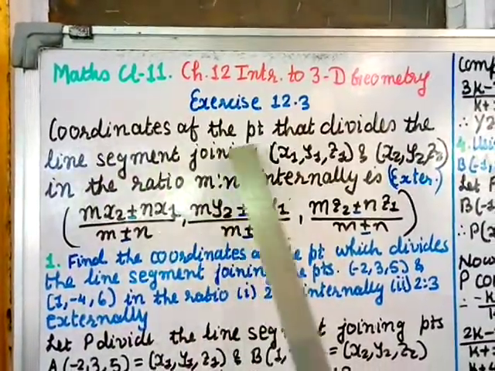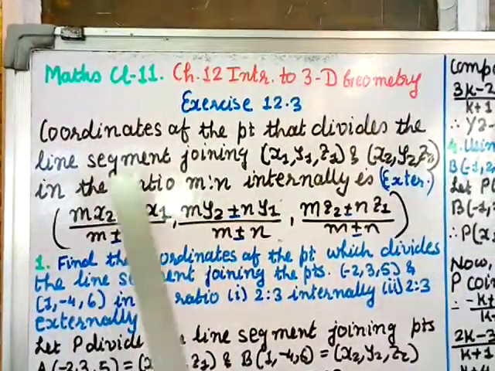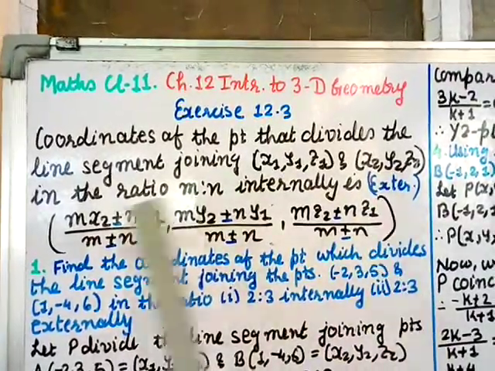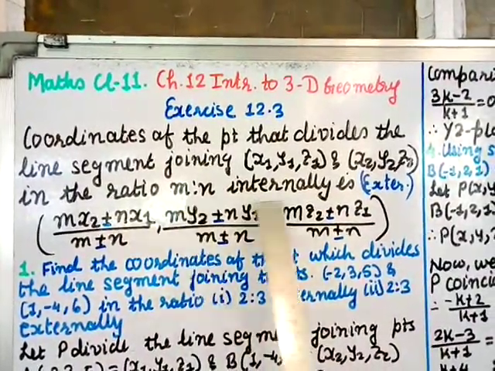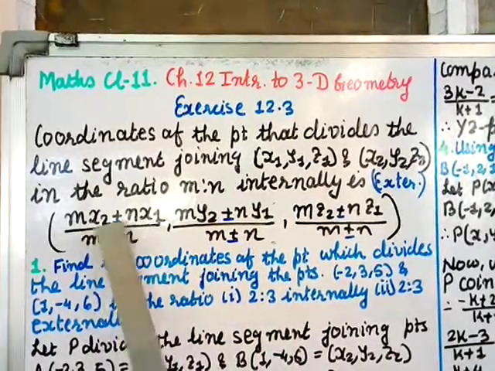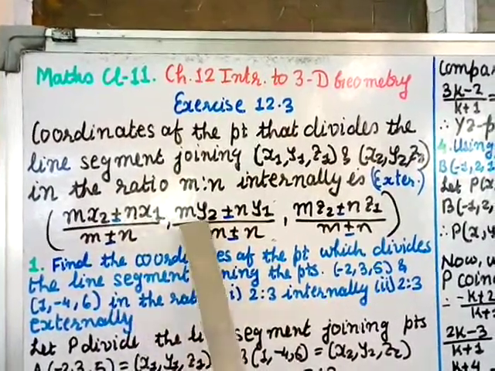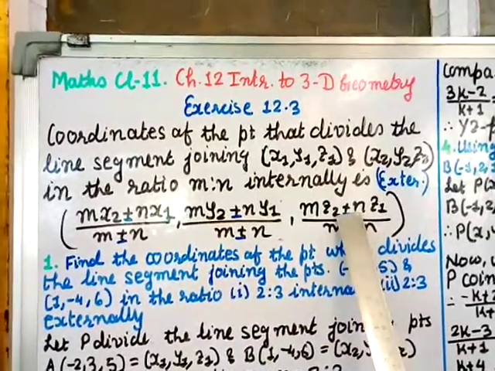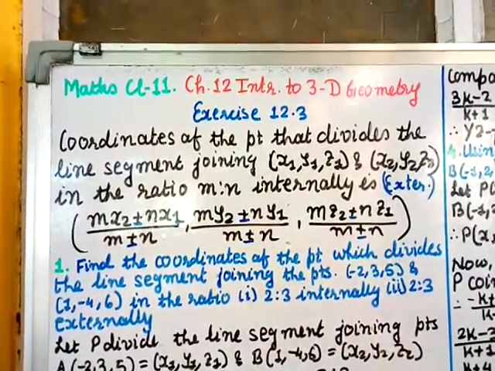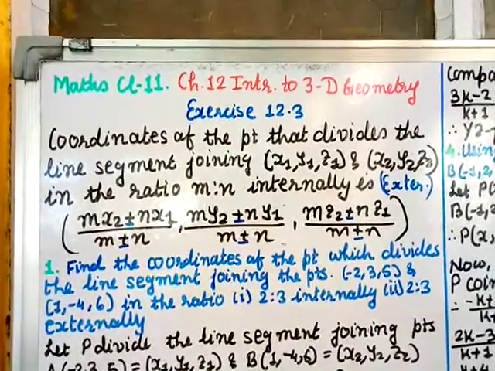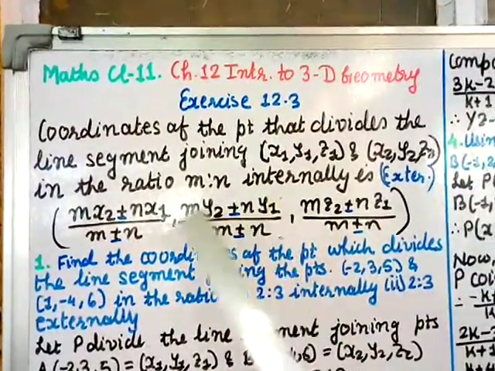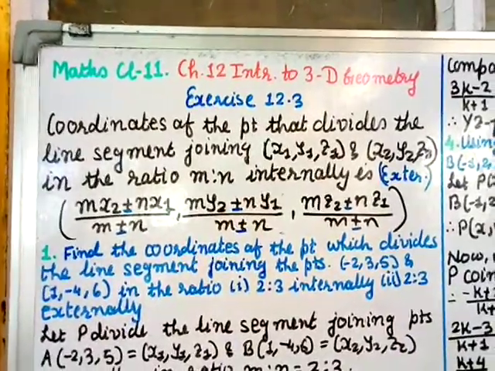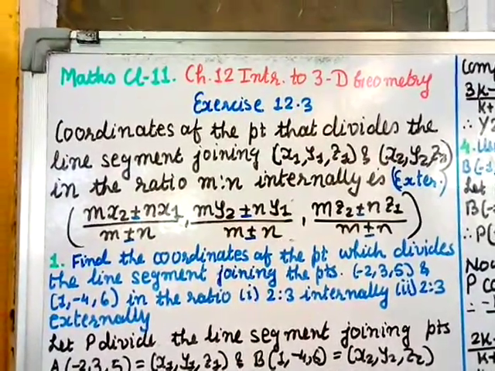The coordinates of the point that divides the line segment joining the points (x1, y1, z1) and (x2, y2, z2) in the ratio m:n internally is given as (mx2 + nx1)/(m + n), (my2 + ny1)/(m + n), (mz2 + nz1)/(m + n). If it is externally, then replace the positive sign in the denominator with a negative sign. I have shown it in blue ink. With this, we'll start exercise 12.3.